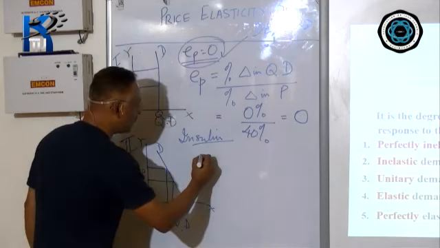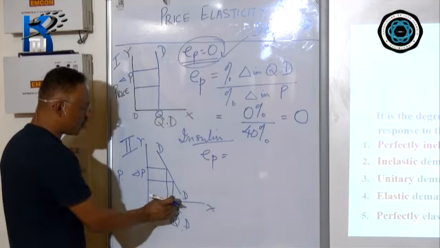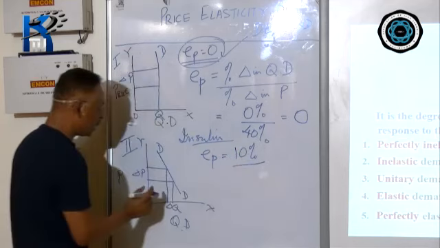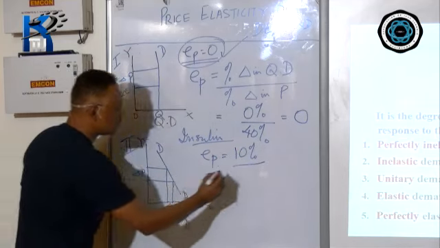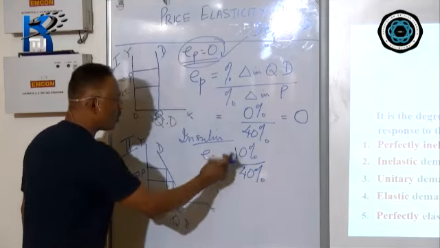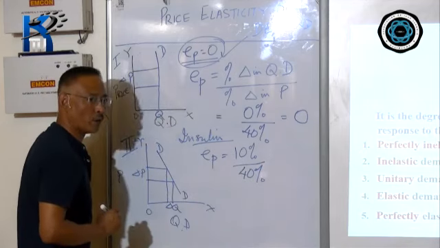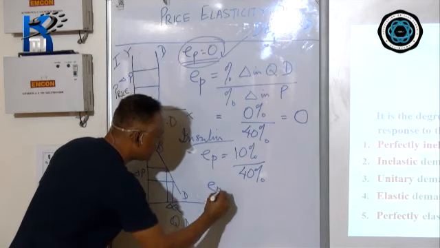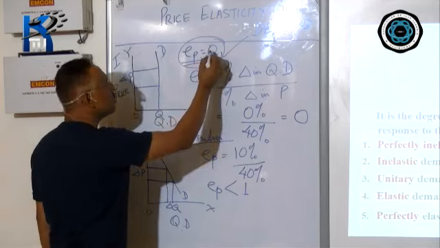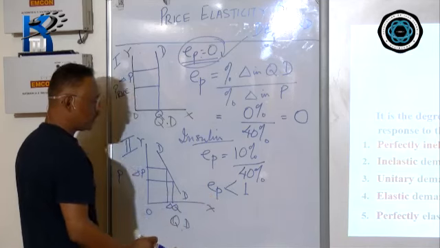An example would be EP is equal to, let us say, percentage change in the quantity demanded. Very small change in the quantity demanded, 10%. And the change in the price is more, say 40%. 10 upon 40 is 1 upon 4, 0.25. So we say EP is less than 1. Like we had EP is equal to 0, now EP is less than 1.